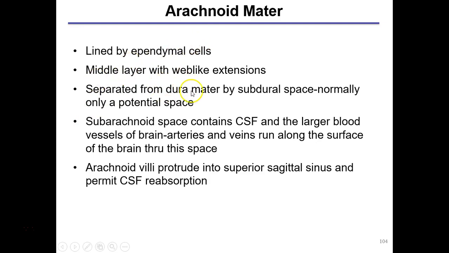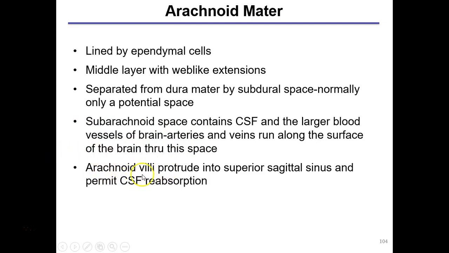The arachnoid mater is separated from the dura by a potential space. The subdural space, in most cases, is only a very thin space with just a thin film of fluid in it under normal circumstances. The subarachnoid space, which is found deep to the arachnoid mater, is the part of the meningeal layer that contains cerebral spinal fluid, and it also contains larger blood vessels that supply the brain tissue. Arteries, and the veins which will drain that circulatory supply to the brain, will run along the surface of the brain through the subarachnoid space.